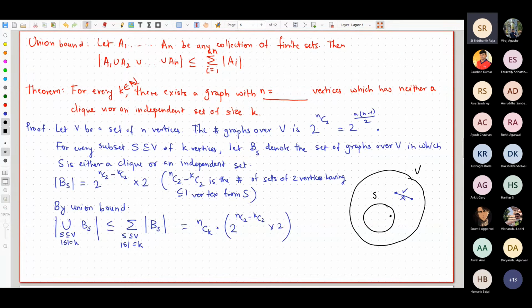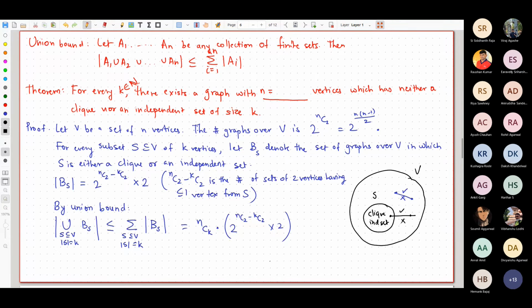For every pair of vertices such that one of them is in S, I still have a choice either to have this edge or not. So that gives me 2 to the power n choose 2 minus k choose 2. And then on top of this, I have a choice of making this either a clique or an independent set. And that gives me two choices. Got it, sir. Thank you. Good. Anybody else who is still confused?